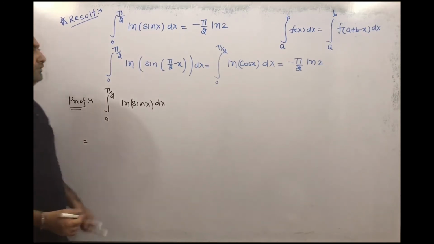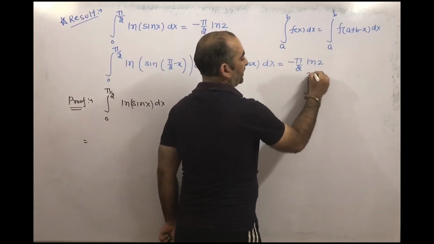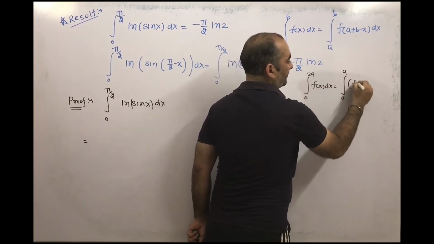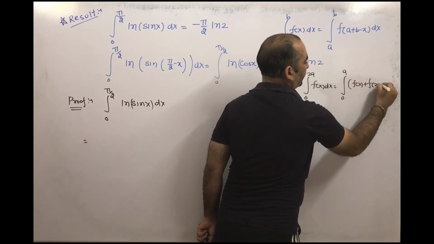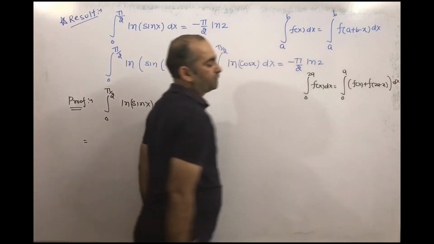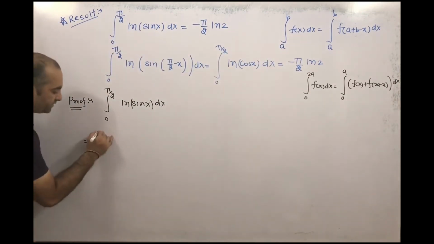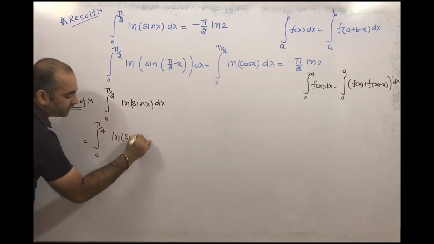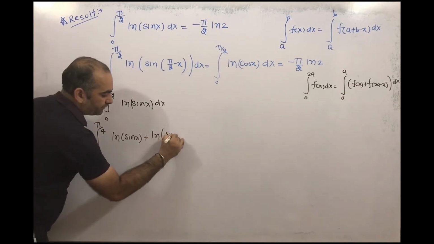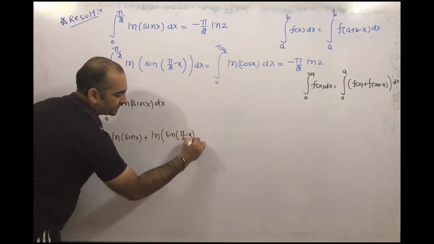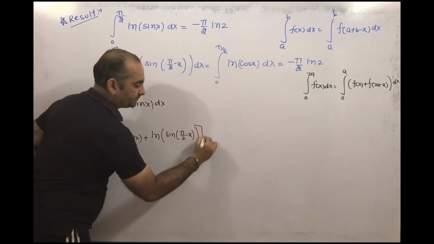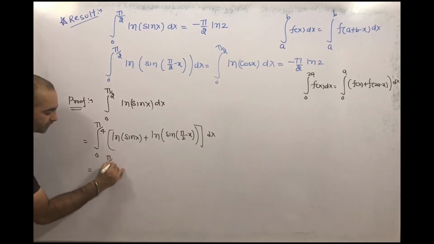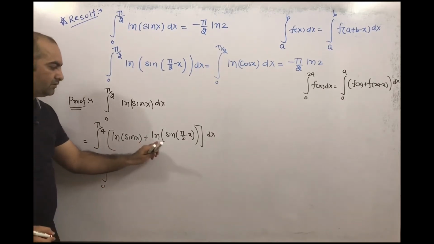Here we are using the property that integration 0 to 2a f(x) dx can be written as integration 0 to a of f(x) plus f(2a minus x) dx. So this one we can write as integration 0 to pi by 4 of ln sin x plus ln of sine of (pi by 2 minus x) dx.